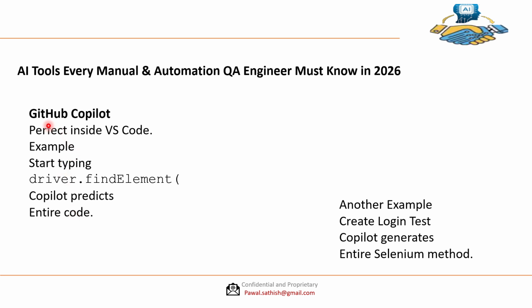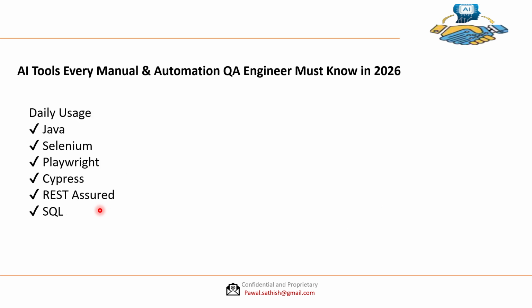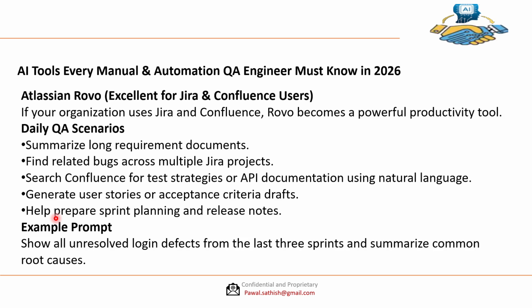The next AI tool is GitHub Copilot. This works inside Visual Studio Code. As and when you start typing driver.findElement, Copilot predicts the entire code. We can also use GitHub Copilot in Java, Selenium, Playwright, and even Rest Assured. If you are using Cypress or SQL, we can use it there as well.